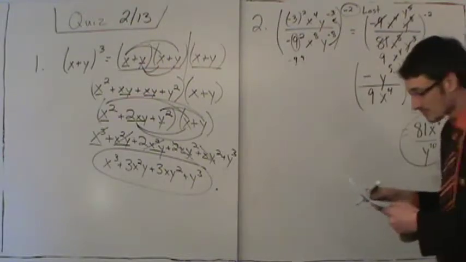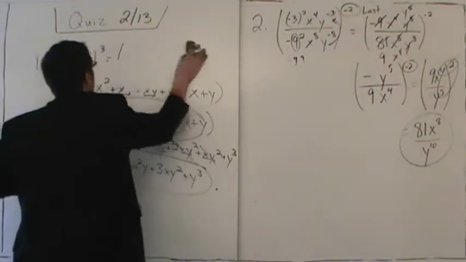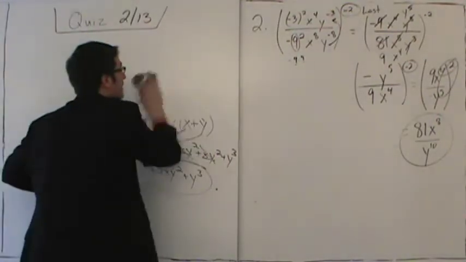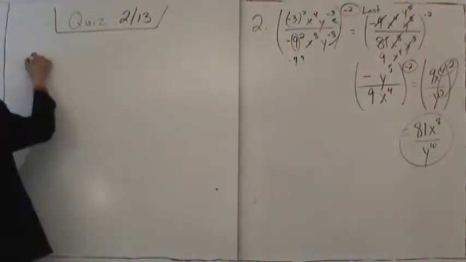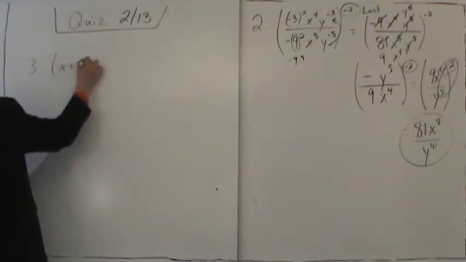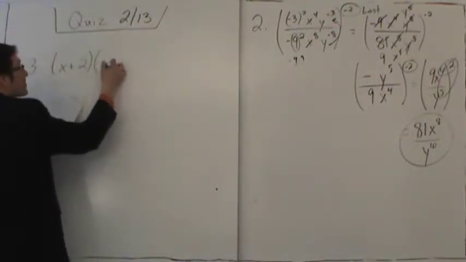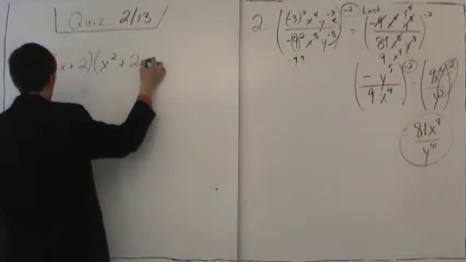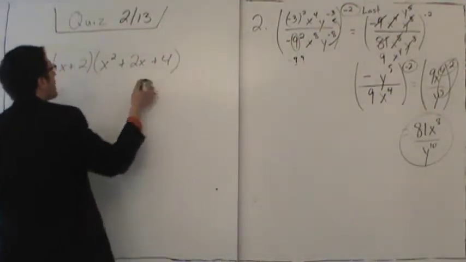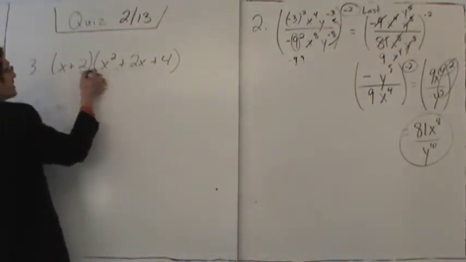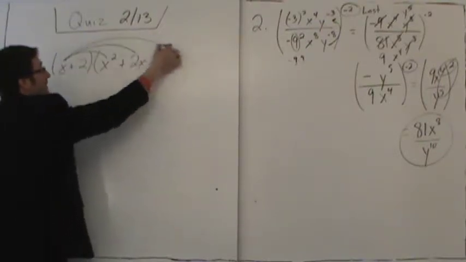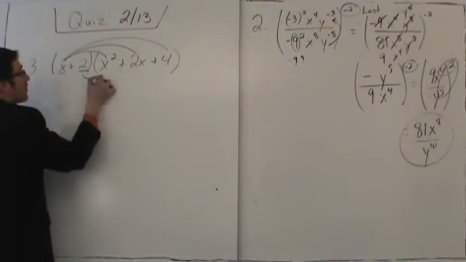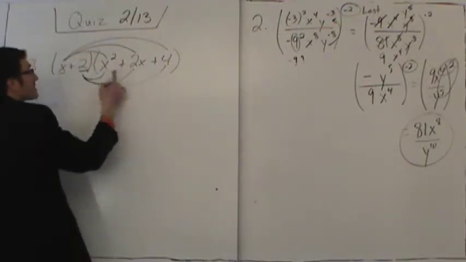Now, number 3 is kind of easier, I think. Number 3 was quantity x plus 2 multiplied by quantity x squared plus 2x plus 4. And notice we have multiplication meeting addition, so again we FOIL here. We take the first term, multiply by all 3, and then we're going to take the second term and multiply by all 3. So let's start with the first.